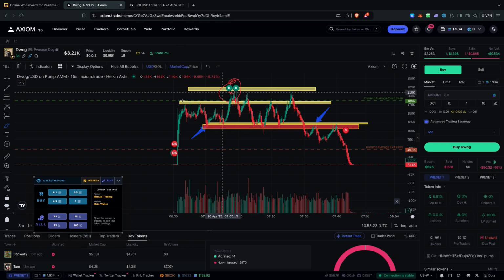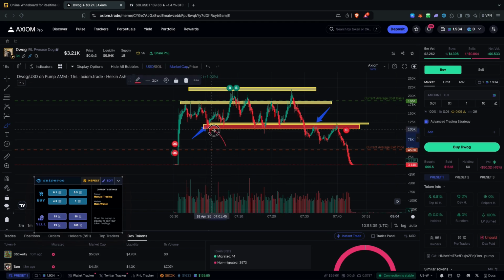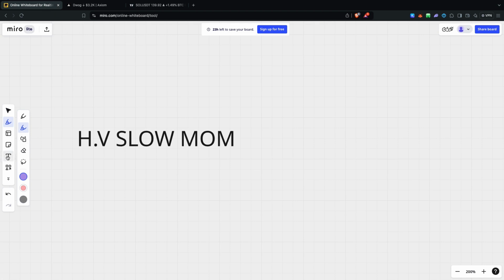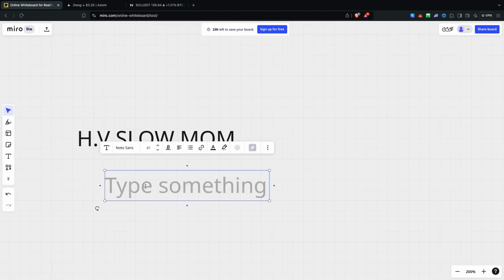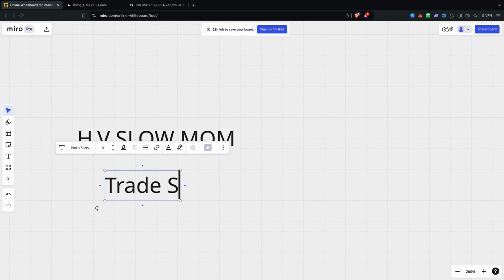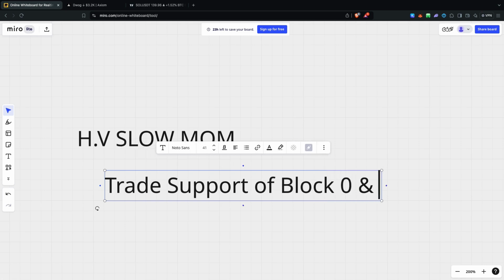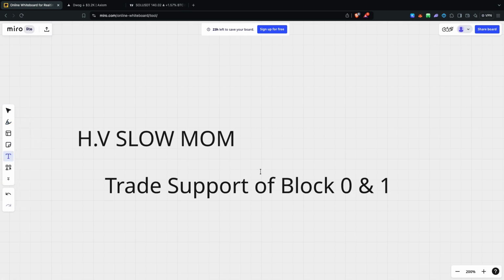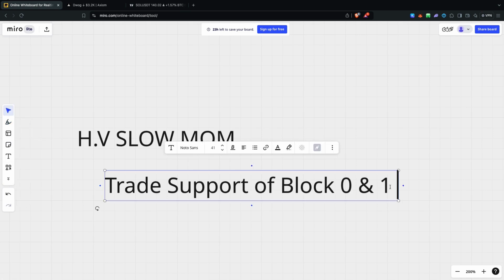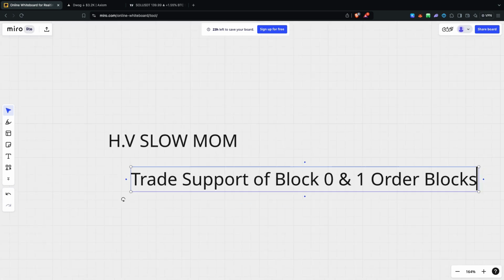As far as this particular method of trading is concerned, what you are not supposed to do is trade the breakout. The best and the most lucrative thing for you to do is trade the support of the block 0 right over here, block 0 and block 1 order blocks. So let me also indicate that. So trade support of block 0 and block 1, the block 0 and block 1 sellers. Those are the block 0, block 1 order blocks. Let me also include order blocks so that we are on the same page.